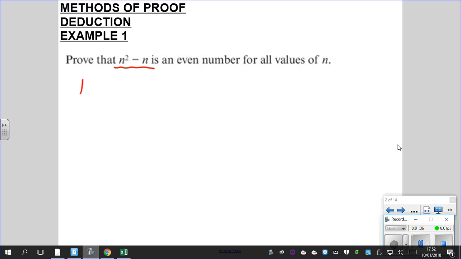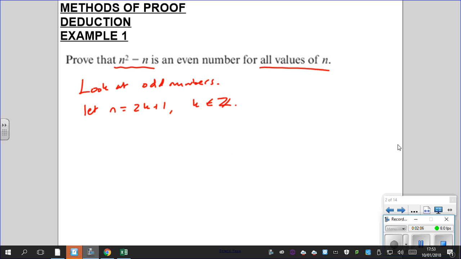All right, so n squared minus n for all values of n. That means n can be any type of number, and they do mean an integer here, by the way. If we first look at all the odd numbers that exist, there's a way to express an odd number. So we let n be an odd number, 2k plus 1, where k is an integer.